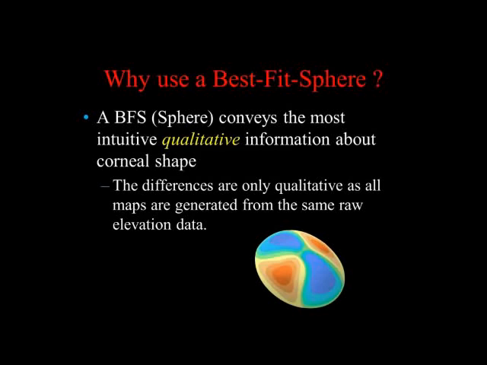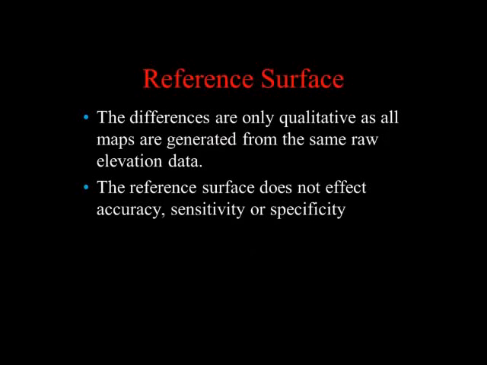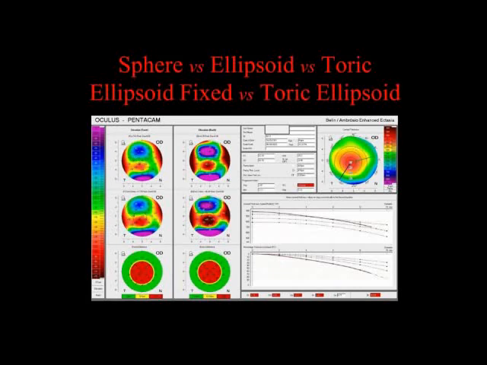As again, all the maps are generated from the raw elevation data. However, to change the reference surface, you have to change all your normal values, because normal values are specific to a reference surface. Already said that. Okay? So the reference surface does not affect accuracy, sensitivity, or specificity for the computer. It does, however, affect the sensitivity and specificity for us making visual inspections because we don't have the same ability of a computer. So let me kind of explain that.